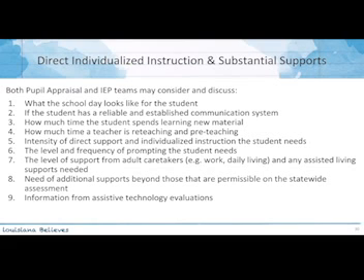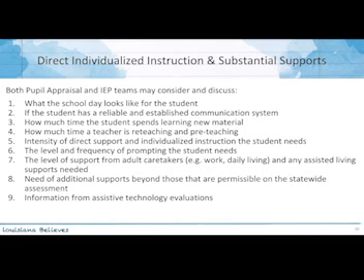When evaluation and IEP teams are discussing whether or not a student should qualify as a student with the most significant cognitive disability that requires individualized instruction and substantial support, the teams may consider and discuss what the school day looks like for the student, if the student has a reliable and established communication system. Teams may also want to consider how much time the student spends learning new material, how much time a teacher is reteaching and pre-teaching, and the level and frequency of prompting the student needs. Students who are identified with the most significant cognitive disabilities may require direct support from adult caretakers in post-secondary settings and may need assisted living supports.